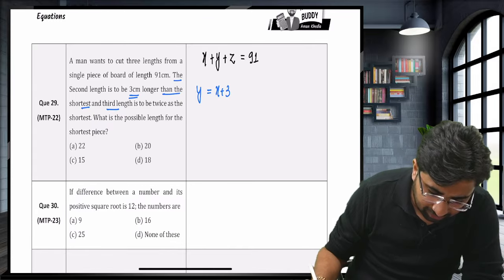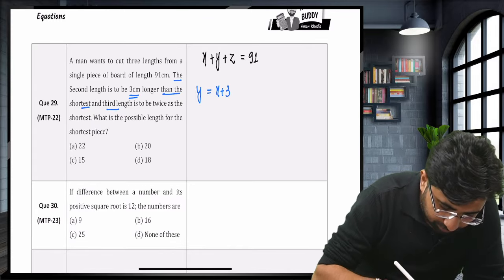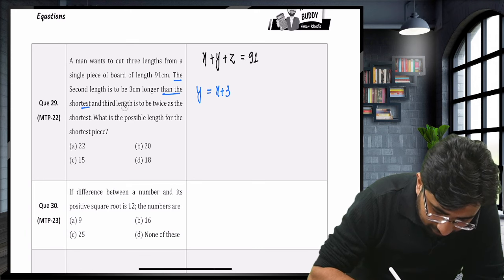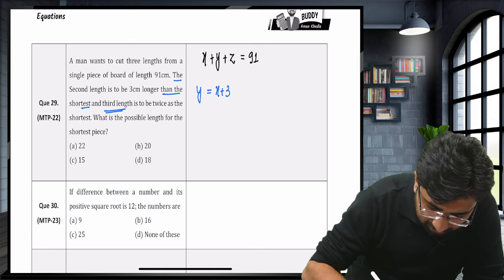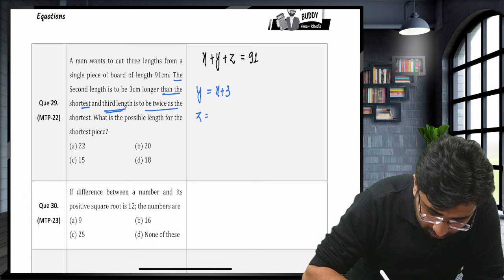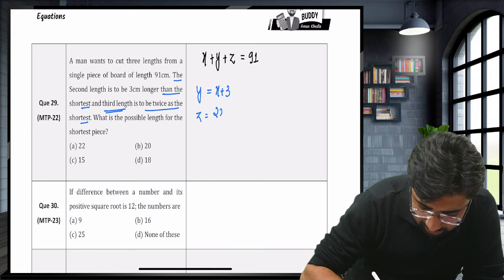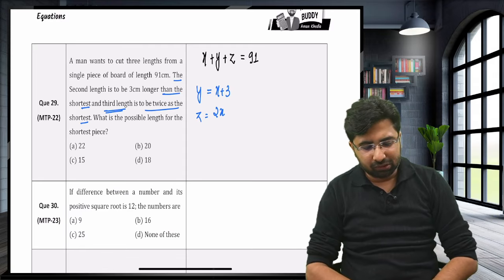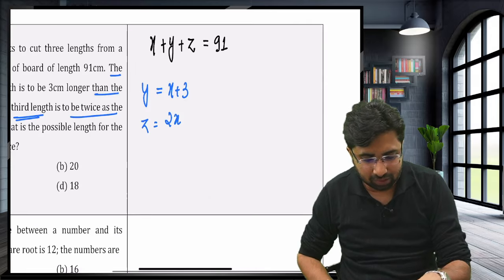Now, what is the second condition they have given? Second. Now, third length. What is, guys, third length? Third length is z is to be twice the shortest. Twice the shortest. What is the possible length of the shortest? They are asking the value of x.